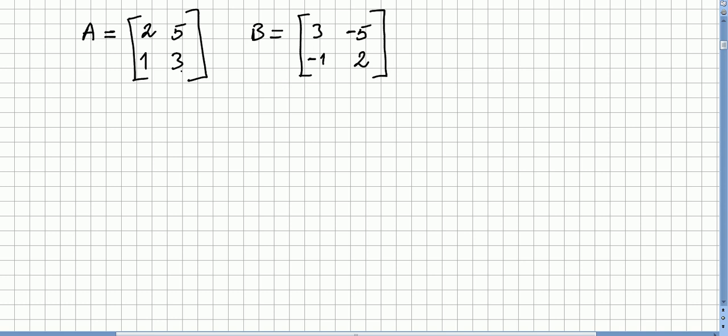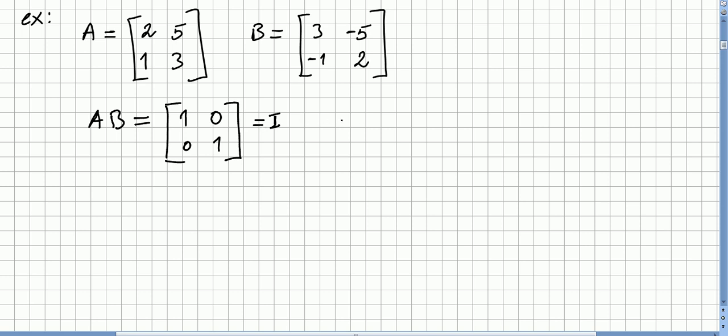Okay, now we are going to see a small example where you can see that A is a matrix 2, 5, 1, 3, and we are going to check if B is the inverse of A. So what do we have to do? We have to perform A times B, right? If you perform A times B, it's obvious you are going to get 1, 0, 0, 1, right? So you're getting the identity, right?